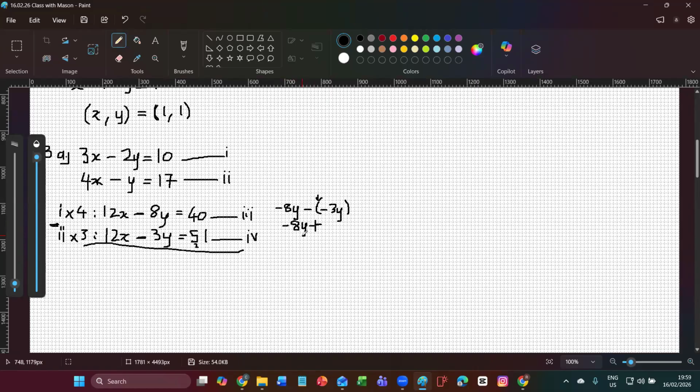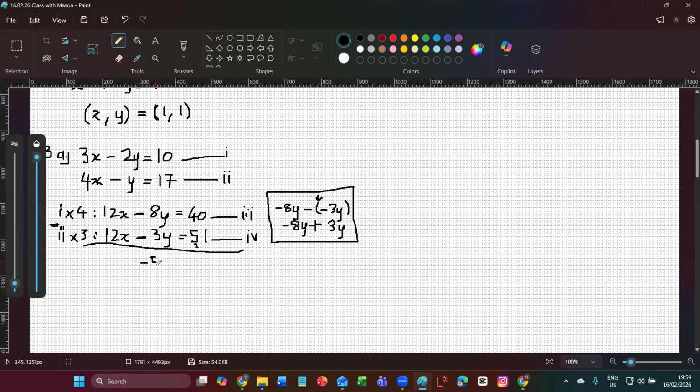So what's that going to give us? Minus 8y plus 3y. Is that going to give you 5y? That's going to give you minus 5y. So that's going to be minus 5y.